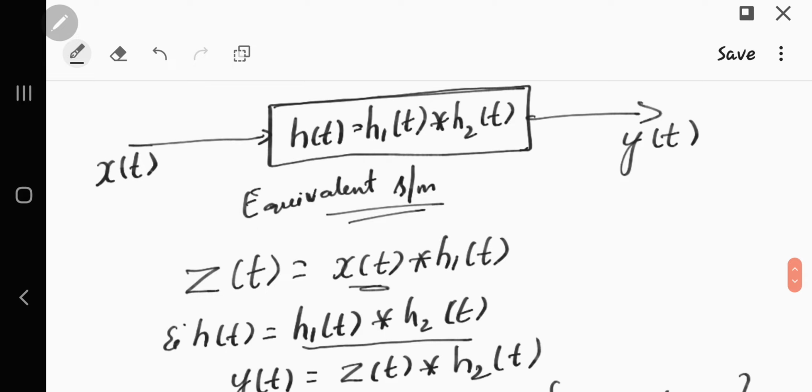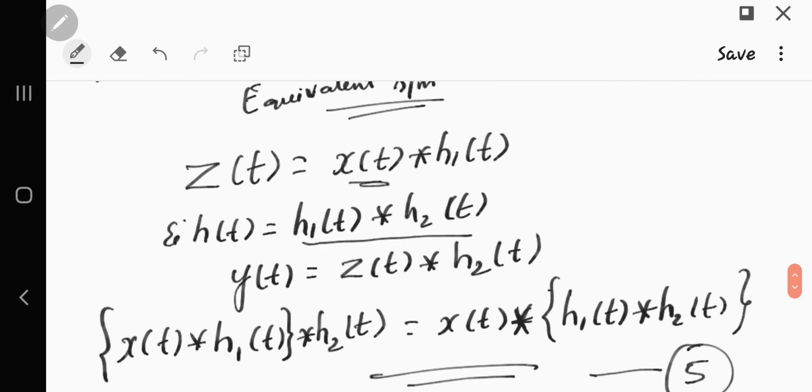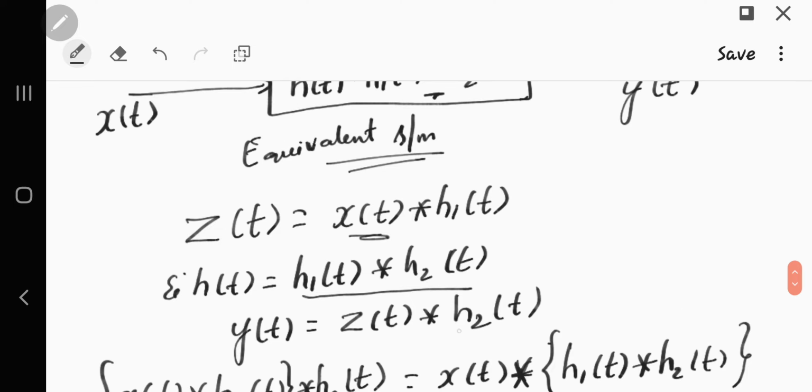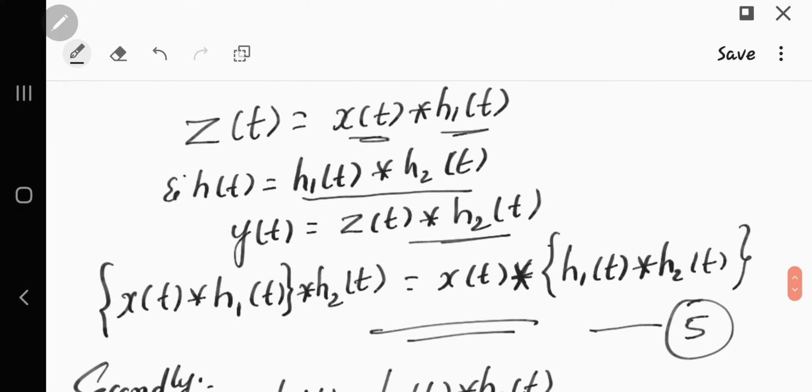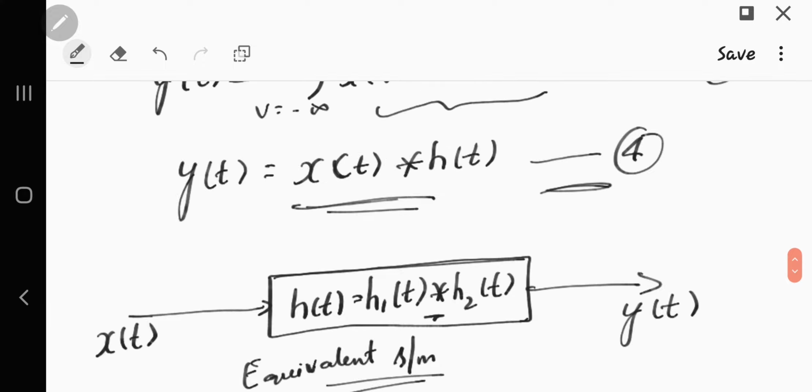And to continue that, we can say that this convolution possesses the associative property. How? We took the expression y of t is equal to z of t convolved with h2 of t, where z of t is equal to x of t convolved with h1 of t. We substituted this and came to the conclusion that, for the RHS we got this one, and for the LHS we just substituted the respective expression here. So y of t is equal to z of t convolved with h2 of t. Also y of t is equal to x of t convolved with h of t. So this is the equivalent system for the cascade connection that we obtained.